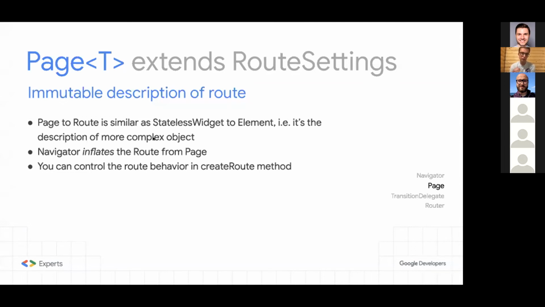So no longer do you have to create new routes with your widgets. You just need to provide this page object, and the navigator will create the route for you. And you can control the route behavior in a createRoute method. And in a second, I will show you how this can be solved.